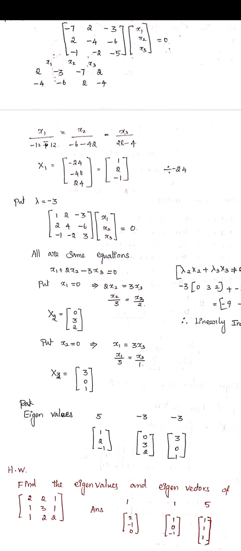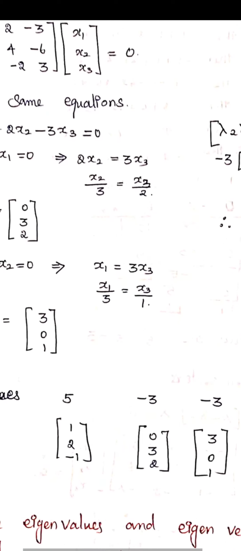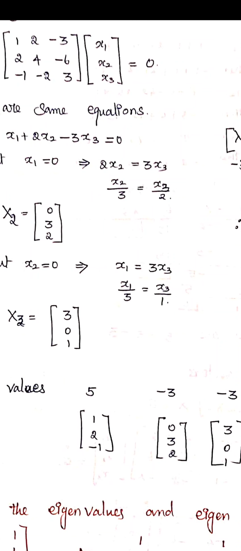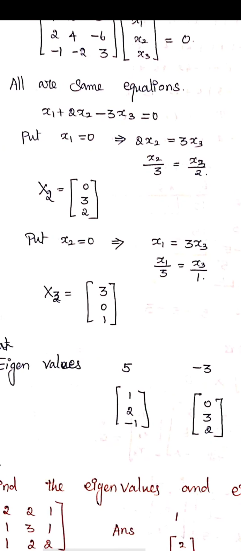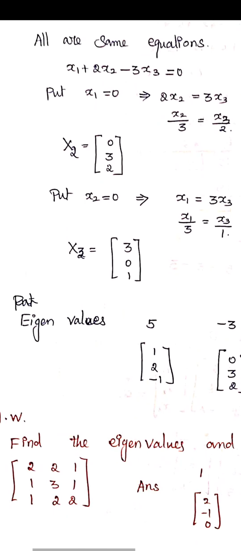If we use the cross multiplication method, we will get the eigenvector all 0, but the eigenvector should not be equal to 0. So we have to find the eigenvectors differently. Consider any one of these equations. Substituting x1 equal to 0 in this equation, 2x2 equal to 3x3, so x2 by 3 equal to x3 by 2. Here this eigenvector is 0, 3, 2. Also substituting x2 equal to 0 in the above equation, we get x1 minus 3x3 equal to 0, that is x1 equal to 3x3, so x1 by 3 equal to x3 by 1. Our third eigenvector is 3, 0, 1. Thank you.